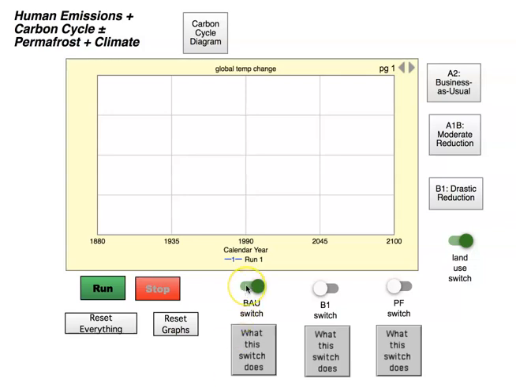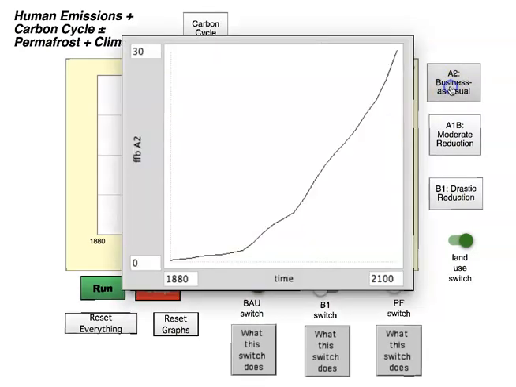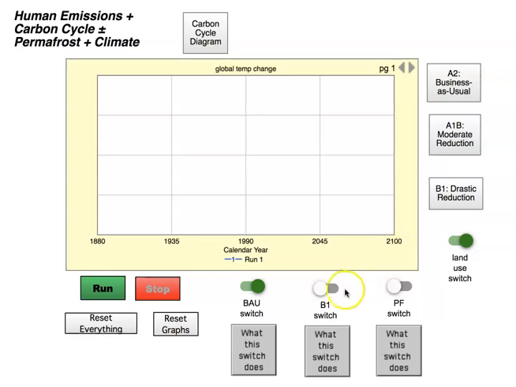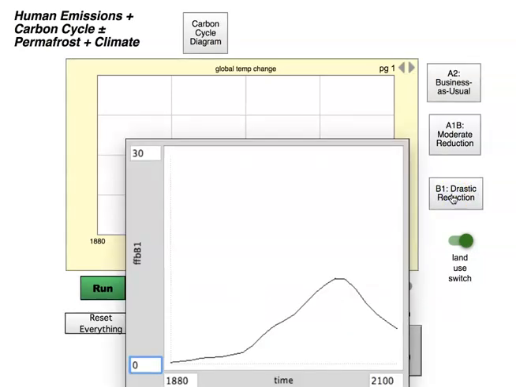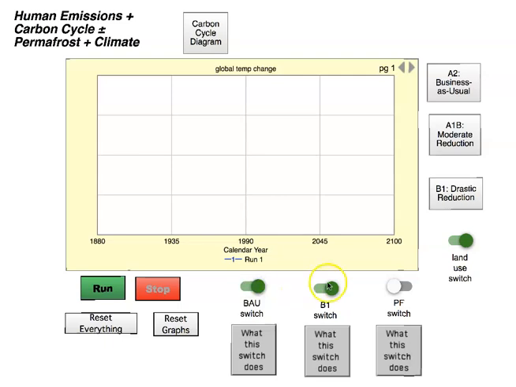So what we have is the business as usual, which we talked about in the first step, A2, and this is the scenario here, A2, with fossil fuel burning just keeps going up and up and up. And in the second one, we can turn this off, we have B1, which is our best case scenario. I turn that on, and then that is our drastic reduction of fossil fuel burning at around 2010, 2020, somewhere in there. Doesn't really matter when it is, but you can see it comes down significantly. Okay, so that's the two. A2 with that switch on, B1 with that switch off and this switch on.